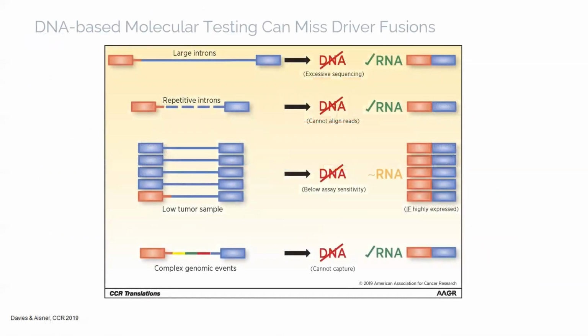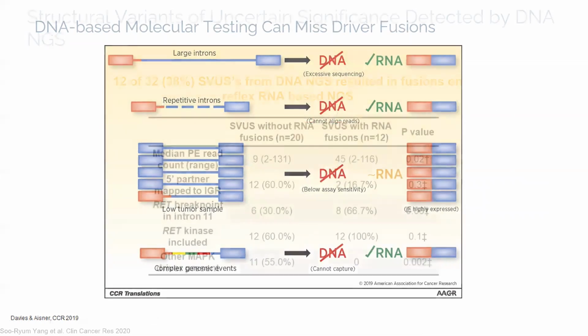And this slide summarizes some of the issues that cause DNA-based NGS to be less sensitive for fusions than RNA-based NGS. Issues, as we said before, like large and repetitive introns for some genes like NTRK3, lower tumor purity, and complex events make DNA analysis more difficult.